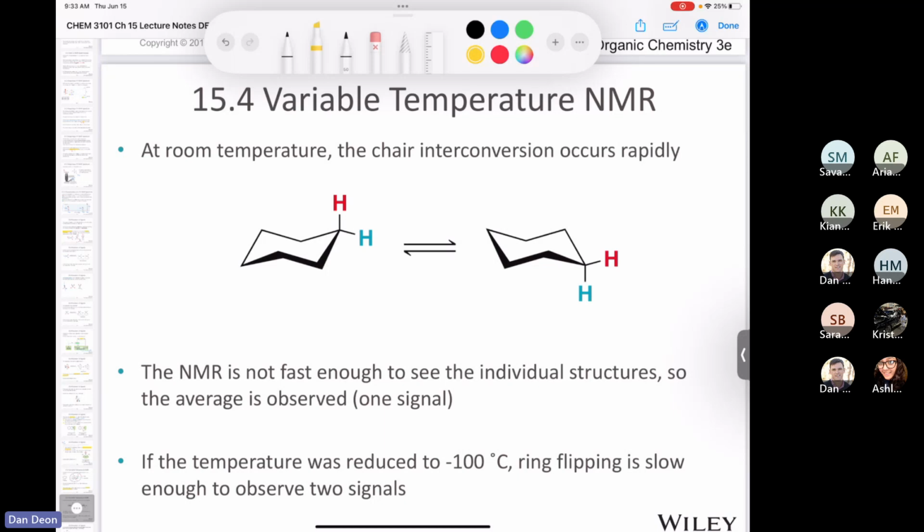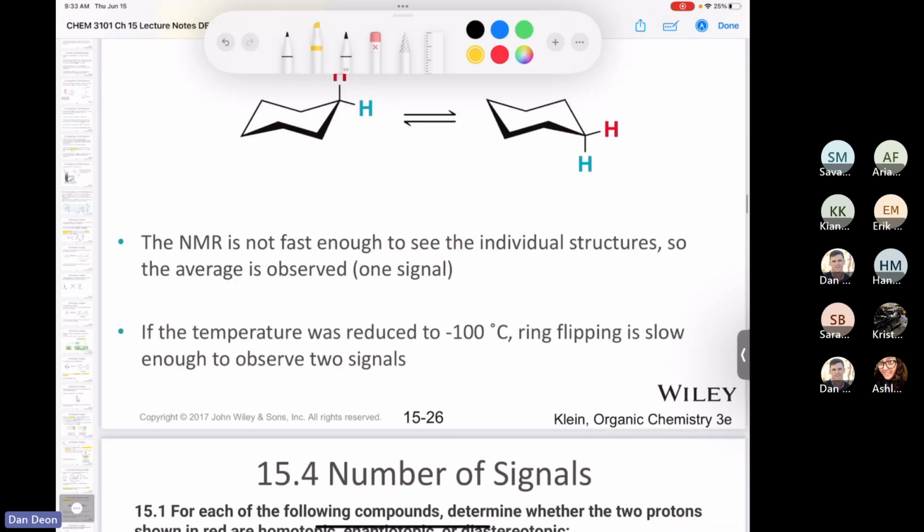You would have to cool the compound all the way down to minus 100 degrees Celsius to see the axial and equatorial protons. So that's something we would never worry about in our class. We're going to run all of our compounds at room temperature. Okay, everything is going to be done at room temperature. And so we would not be able to tell the difference between the axial and the equatorial protons.